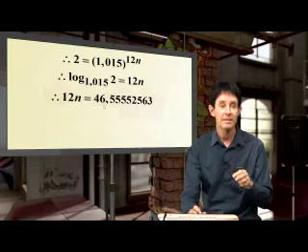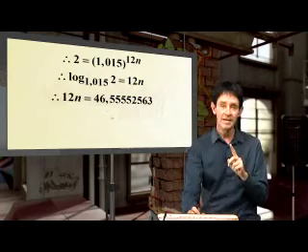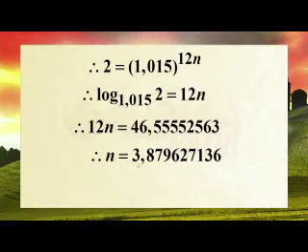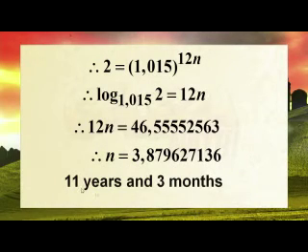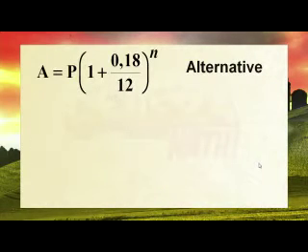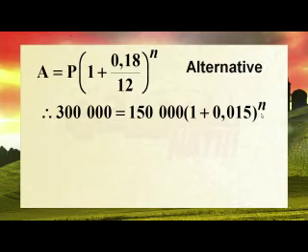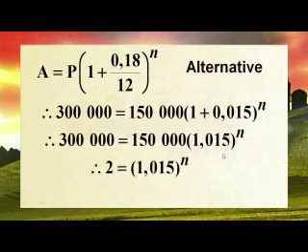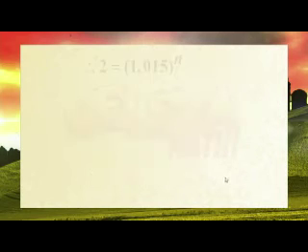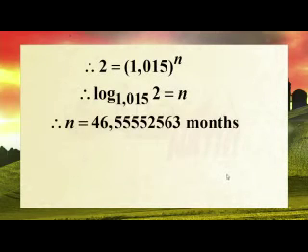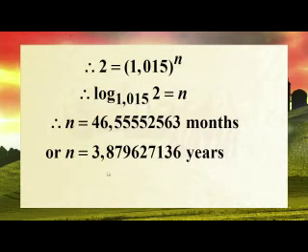Now what is that? 46 months. Okay, now if you want it in years, what do we do? Divide both sides by 12. So it gives you 3.87, which would be about 3 years and 3 months. Okay, so the other way that you can do this is, if you treat n like that, then we simply do this. So 2 equals 1.015 to the power 12n, or we can work in years. So there we go. That will give you n, which is 46 months, or it could be 3.8 years.